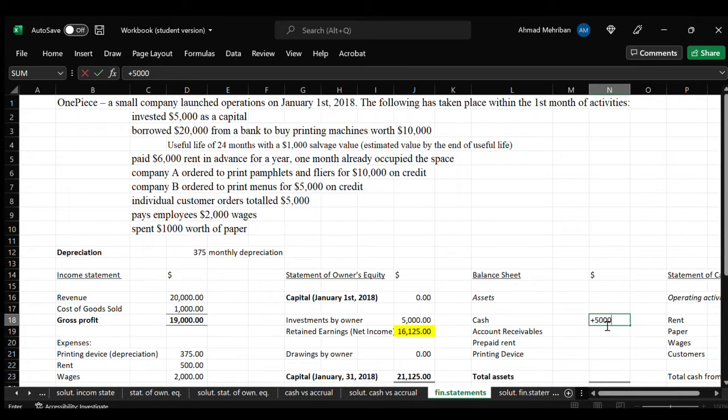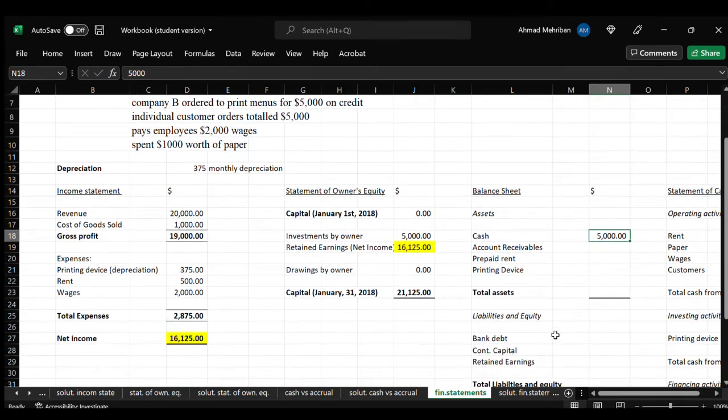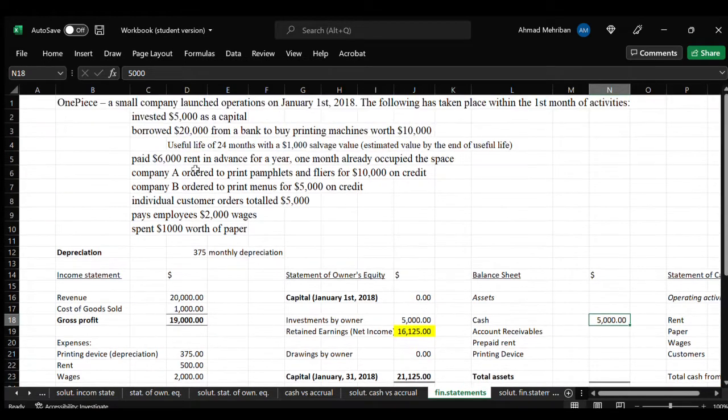So we can just leave it like that and move on to the second half of the entry, which is the contributed capital, which also increased by 5,000. So 5,000 here, 5,000 in cash. On the next line, we can see that the business has borrowed 20,000 from a bank to buy a printing machine worth $10,000. Now we can immediately enter both of this information into the cash.